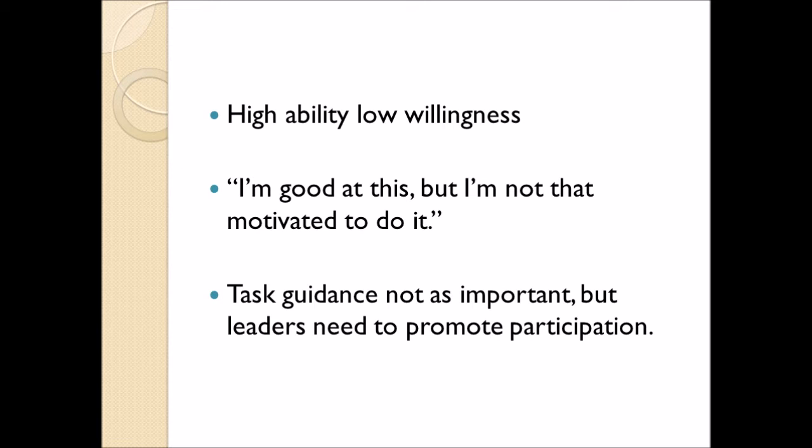You remember in the last chapter we talked about task versus interpersonal elements of a job. In this particular case, this person doesn't need the task guidance necessarily, but you do need to encourage them to participate. And then this final combination is one that many would think is ideal, high ability and high willingness.